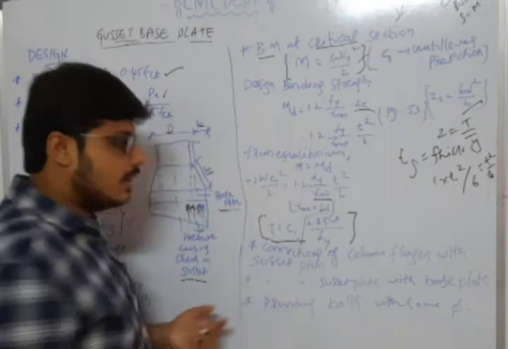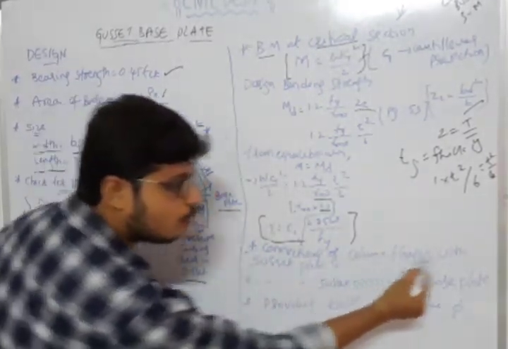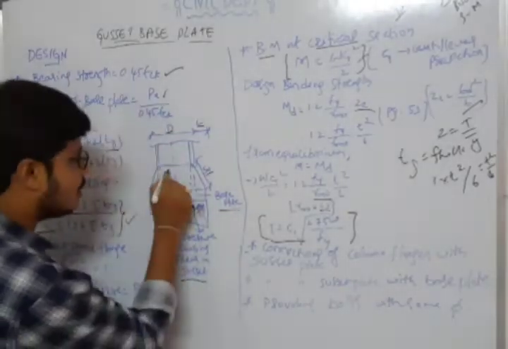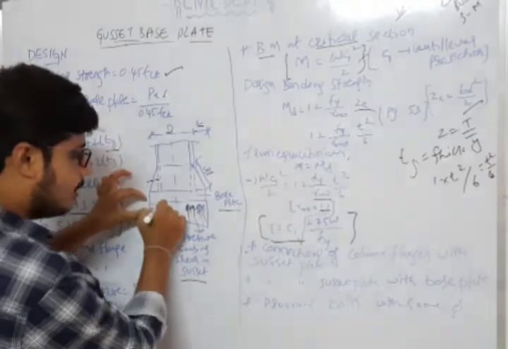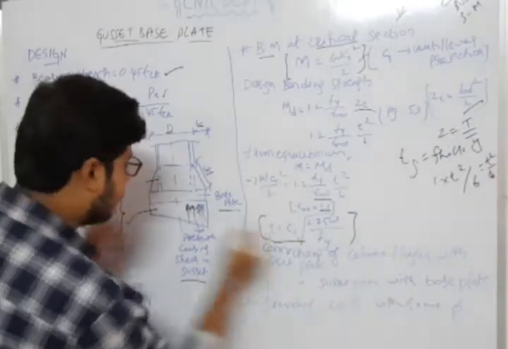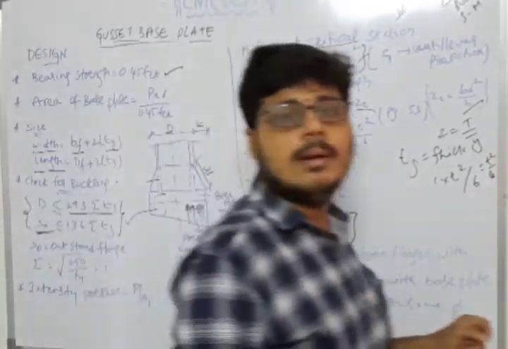Here we have three steps for the connections. The first is connecting the column flange with the gusset plate. This is the column flange and this is the gusset plate, so we connect them here. The next step is the gusset plate with the base plate. Both are connected by welding only.